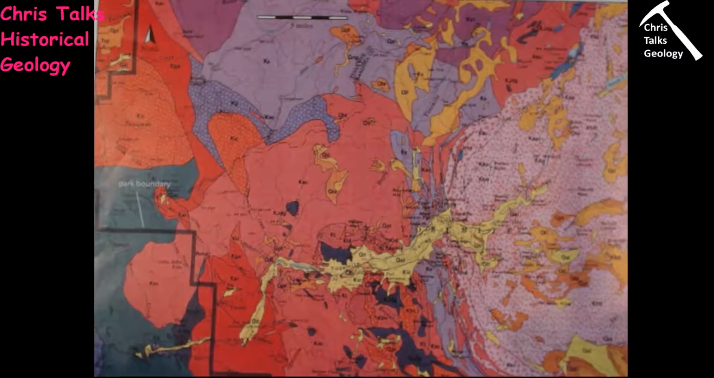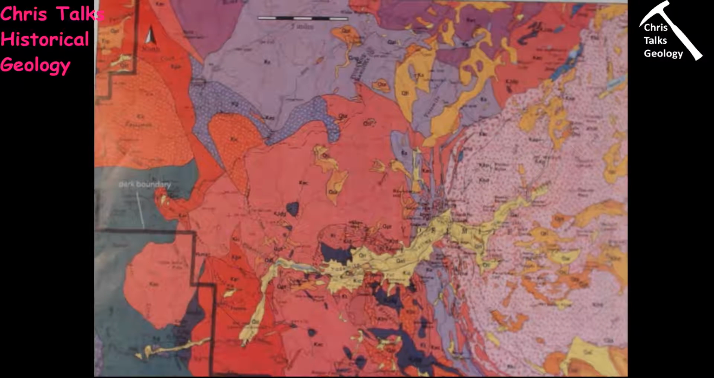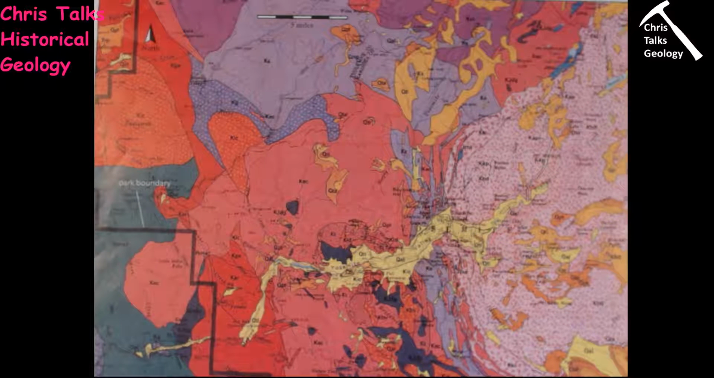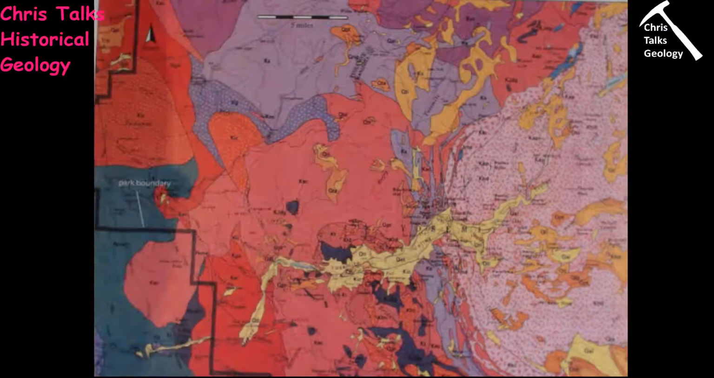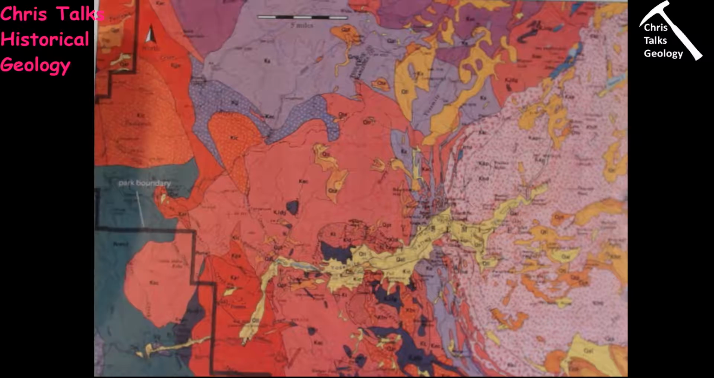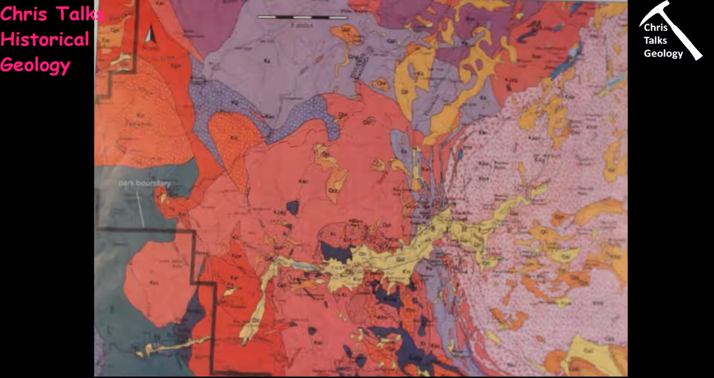Now, if it was just one intrusive event, what would you expect to see? If it was just one huge intrusion, well, obviously you would expect to see just one type of rock, wouldn't you? A whole load of granite, a whole load of granodiorite, and it would of course be totally homogeneous. All right. So, does this map look homogeneous to you?